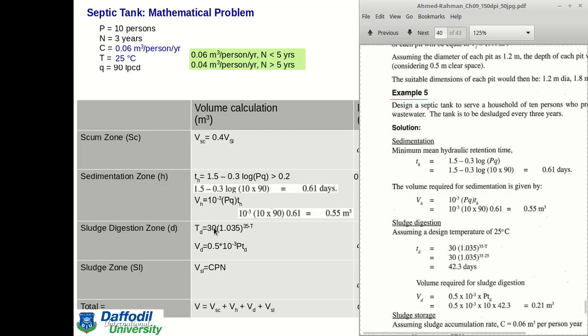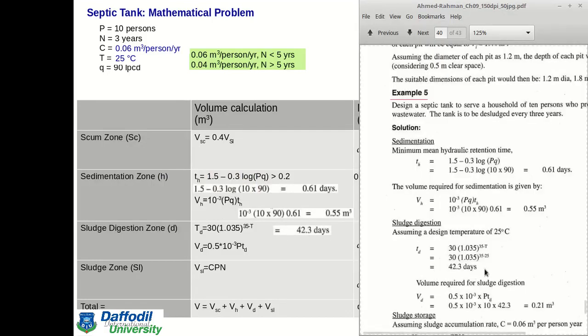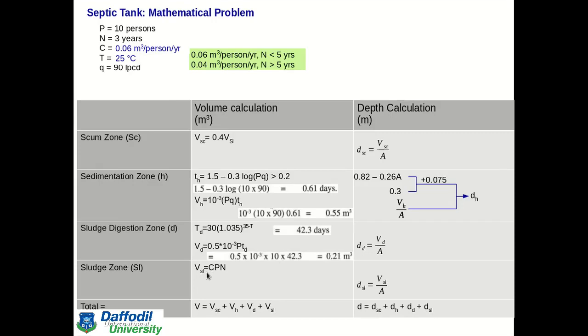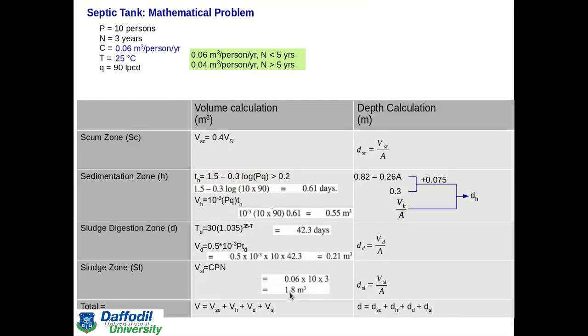And in the next stage they have calculated this one, TD. So this is a mistake, this should be small t, okay. This is a typing mistake here. So in TD, just put the value of capital T, everything is given here. So 42.3 days, you can see the calculations here, and then VD, volume of digestion zone, this is 0.5 into 10 to the power minus 3 into P into TD. So just put the values, because we already got this TD, population is 10, so this is 0.21 meter cube, okay. And then they have calculated the sludge, which is CPN. So just CPN, put the values, we get 1.8 meter cube.